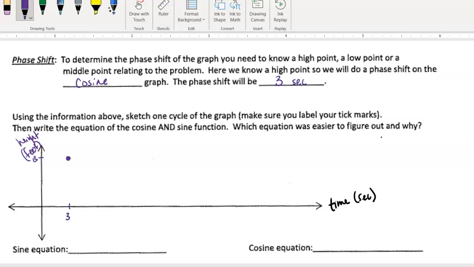All right, let's put down some of the other key points. We know that that high point is going to repeat itself again after 12 seconds. Remember, the period is 12 seconds. So I'm just going to count by threes here. 3, 6, 9, 12, 15, 18. So 12 seconds later, 12 plus 3 would be 15, so it's going to repeat itself after 15 seconds. Now the horizontal line, the midline, is going to be shifted up 6 units. Let's put 6 here.